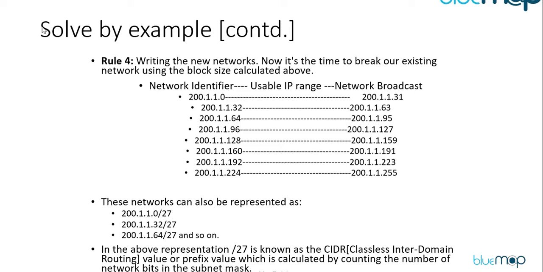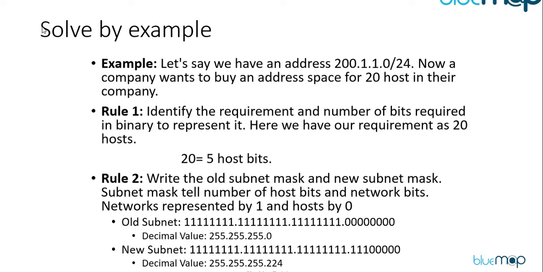Now, a host could be my PC, my printer, my laptop, my mobile phone, and anything and everything which requires an IP address. And now if I write my new networks, I'll just write them down as 200.1.1.0, 32, 64 and so on. And I have written a number /27. Now what is 27? If you go back to your new subnet mask, the second last line, you see there are 8 ones plus 8 ones plus 8 ones plus 3. So 8 plus 8 plus 8 plus 3, that makes it 27.